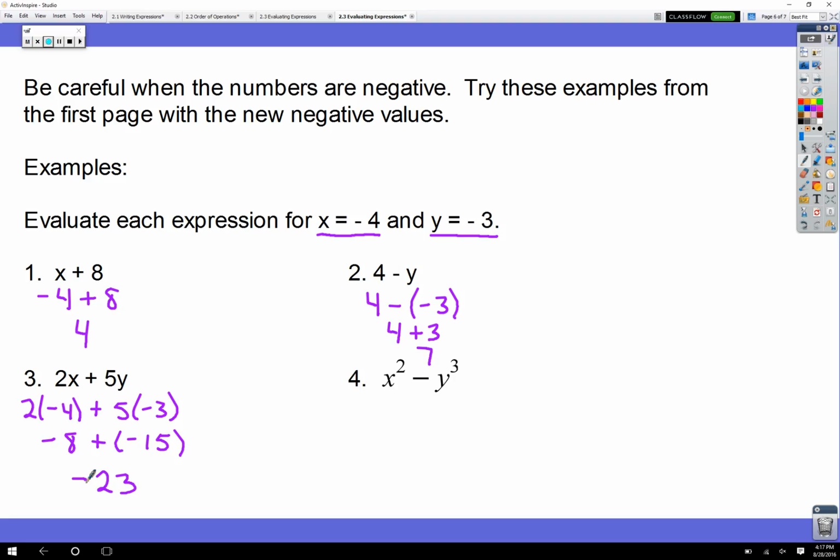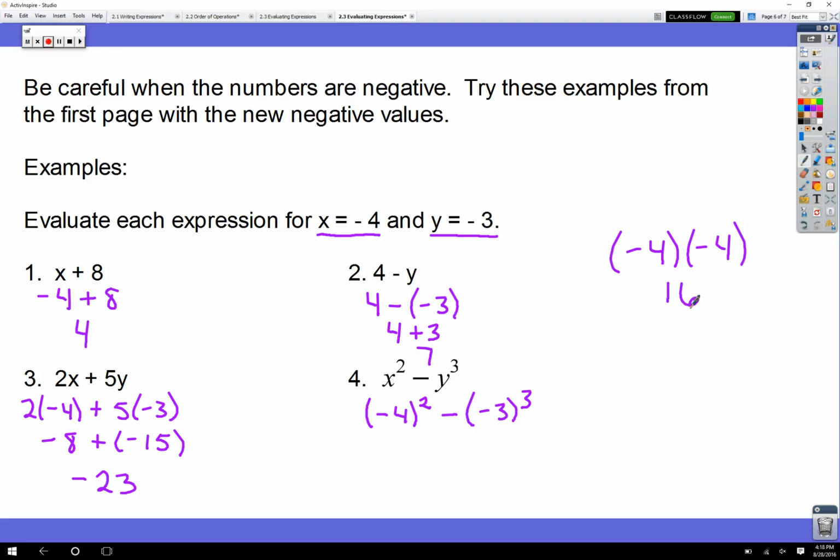Okay, with exponents, it's especially important to make sure you use parentheses. Negative 4 squared minus negative 3 cubed. Now, if we have negative 4 squared, I'm just going to write this off to the side. That's like doing negative 4 times negative 4. When we multiply two negatives, the answer is positive. So negative 4 squared is 16.